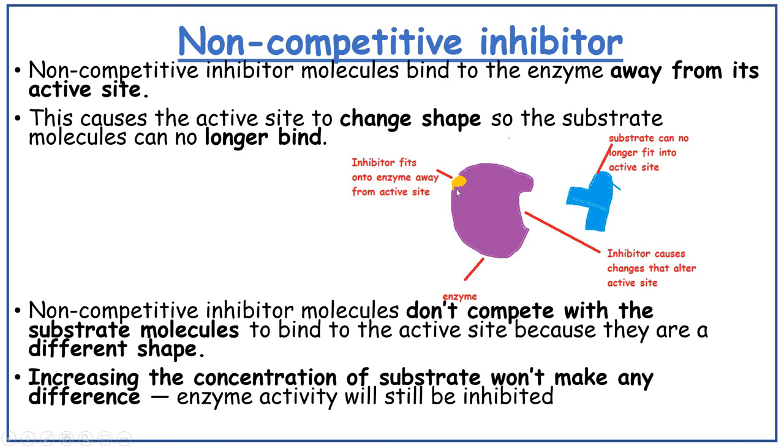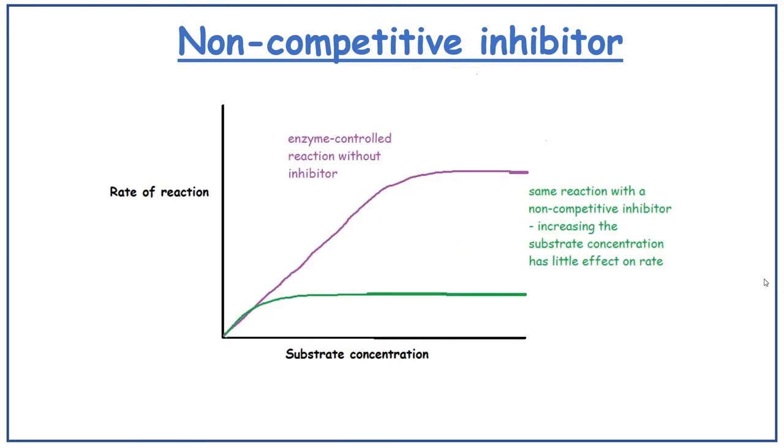What they actually do is bind to a site away from the active site, which changes the shape of the active site itself. An increase in the concentration of substrate won't actually make any difference because the enzyme's activity will still be inhibited. So you can see here, this is the normal reaction without an inhibitor, and then this is with an inhibitor, and increasing the substrate concentration has little or no effect on the rate of reaction.